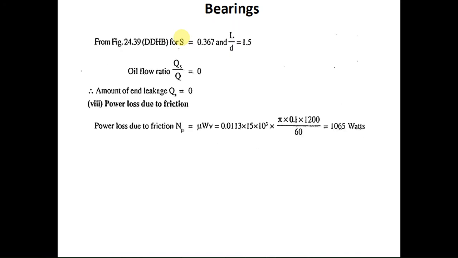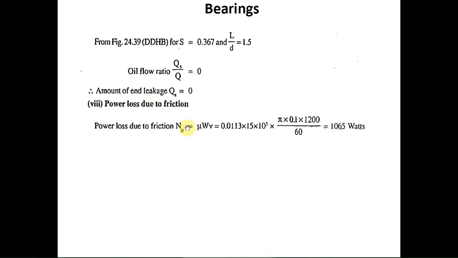Next, from figure 24.39 of the data book, for S equal to 0.367, again take L by D equal to 1.5. The oil flow ratio QS by Q equals 0, so the amount of end leakage QS equals 0. Then the power loss due to friction, this formula is there.